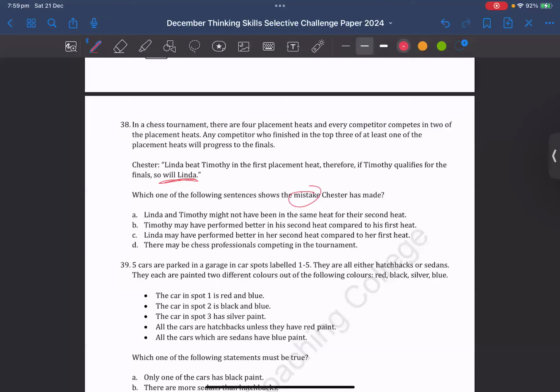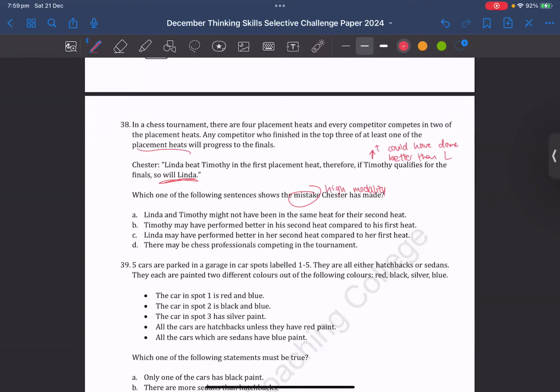So the mistake here is this high modality word. And moving on, the whole idea is if he qualifies, so will Linda. But my thinking is that Timothy could have done better than Linda overall.